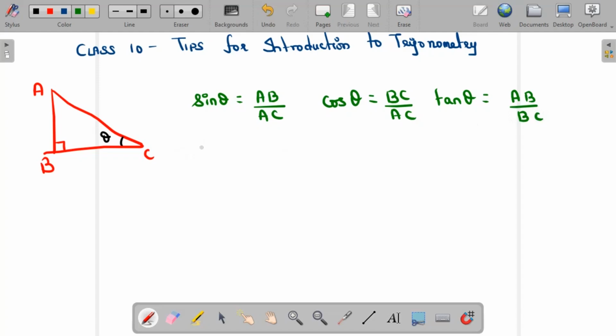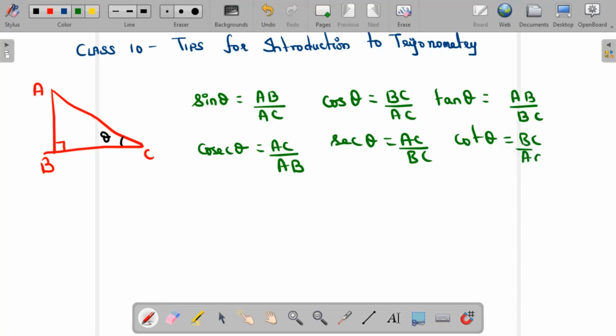Next comes the inverse versions. Cosecant theta is going to be equal to AC by AB because it is 1 by sin theta. Secant theta is equal to AC by BC. And lastly, cot theta is equal to BC by AC. You should also know the relation between sin theta and cosecant theta, cos theta and secant theta, tan theta and cot theta.